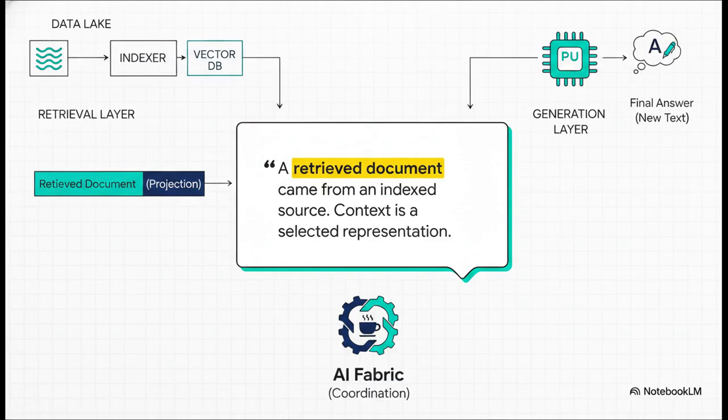Let's break it down. A retrieved document is factual. It came directly from an indexed source. The context? That is merely a bounded projection of that evidence. And the final answer? Well, that is newly generated wording invented by the model. You've got to keep those mental buckets entirely separate.